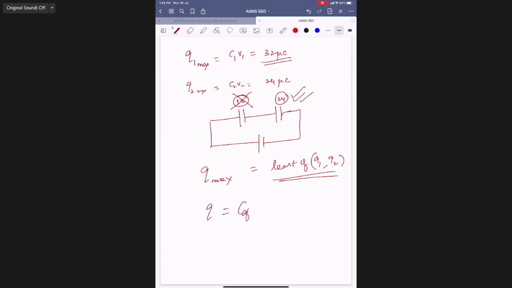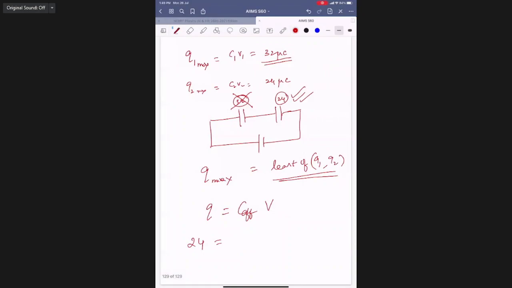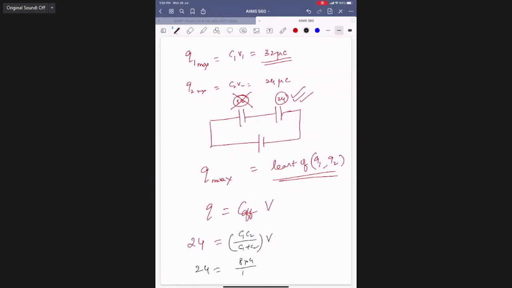Then Q equals C effective into V. What is Q? 24. What is C effective? These two are in series or parallel? Series. Series combination formula: 1 by C effective equals 1 by C1 plus 1 by C2, that is C1 C2 by C1 plus C2. So 24 equals, the capacitors are 8 and 4, so 8 into 4 by 12. 8 goes 3 times, so C effective is 8 by 3. So V equals 24 into 3 by 8, that is 9 volts, no? Got it?